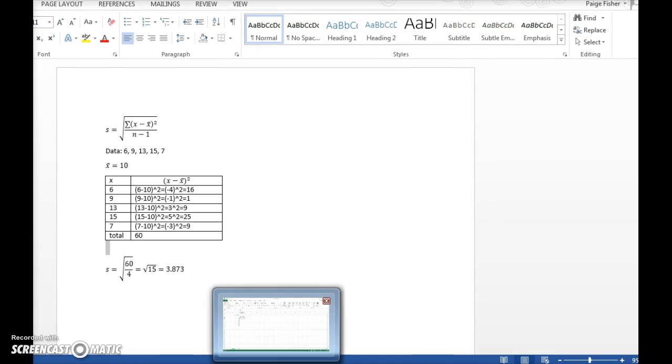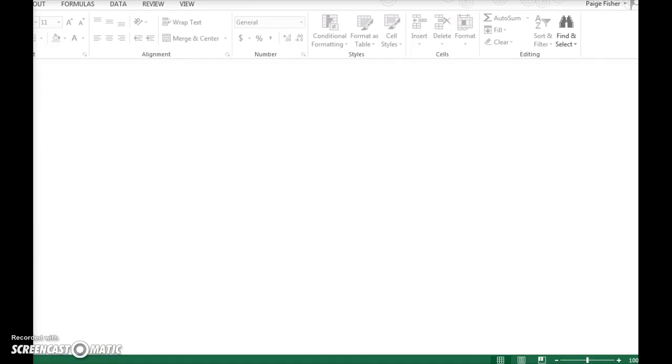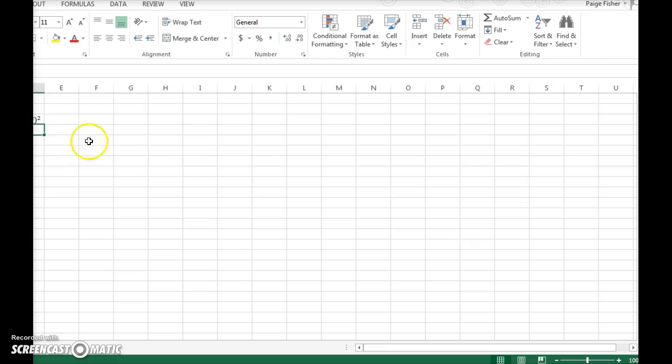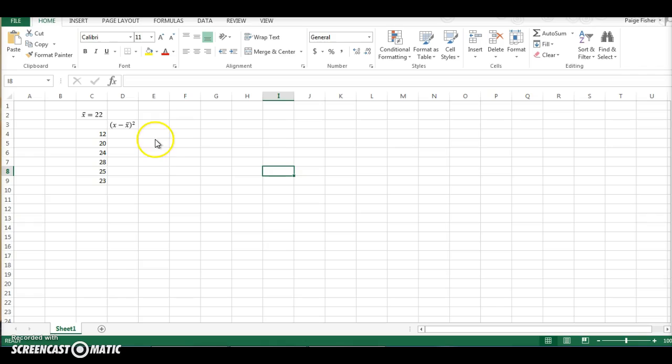Now we can use Excel to help with some of the calculations. So let's open up Excel. Let me get this screen to be a little bigger. Okay, it's a little bigger. So here's a different data set where I already calculated the mean to be 22, and we're going to do the same thing as we did before, where we take the observation minus the mean and square that result, and then we will divide by n minus 1 and square root that whole thing.